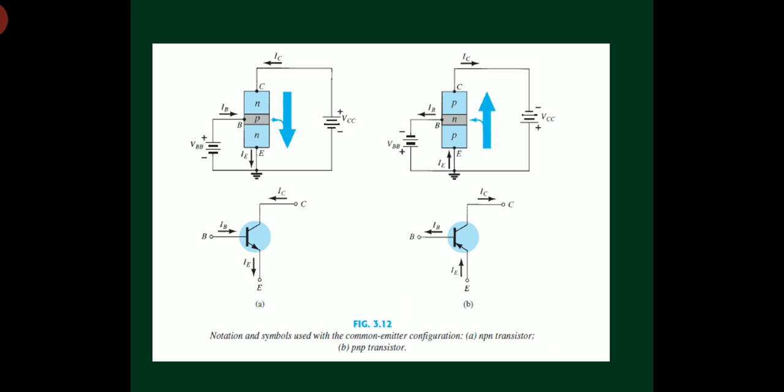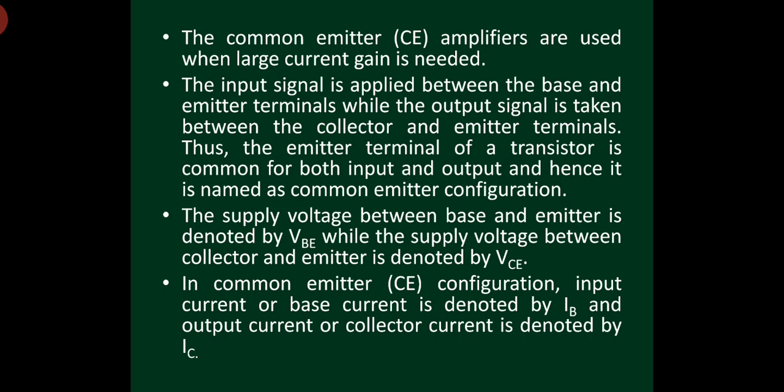Okay, so the schematic is as shown, and it is also equipped with the symbol, and the directions of currents are as shown in the figure. Now the common emitter configuration is used when large current gain is needed. Common base configuration is used where voltage gain is needed, where I need voltage amplification. If I need that, I use common base configuration. Common emitter configuration is used where I need large current gain, right?